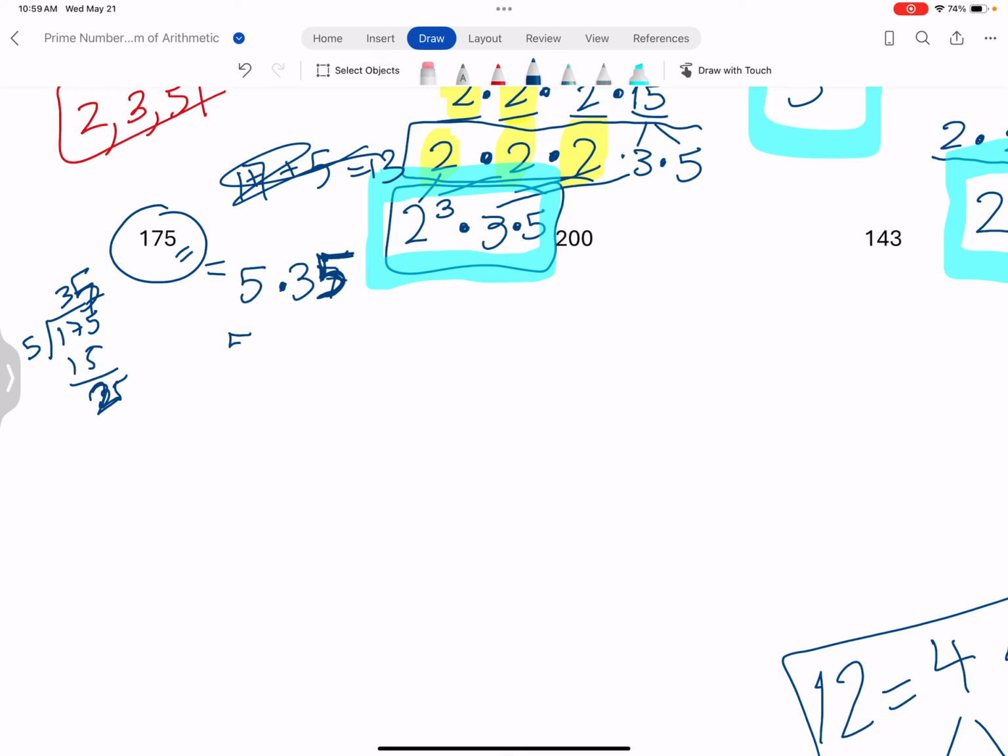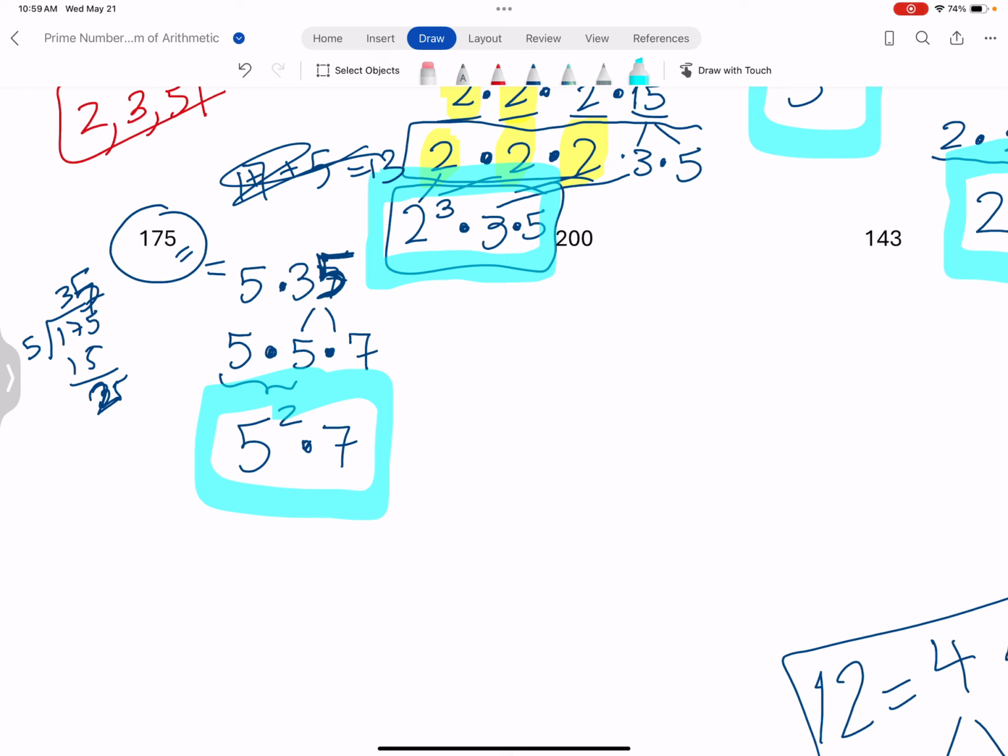The 5 part's fine because he's prime, but I don't think 35 is because he ends in a 5, which means 5 goes in again. 5 times 7 is 35. I think I'm all done. There's 2 5s, which are prime, and a 7. So that's it. He's all done.